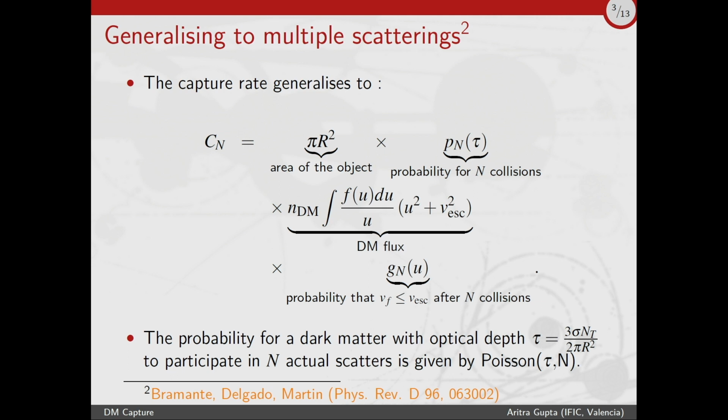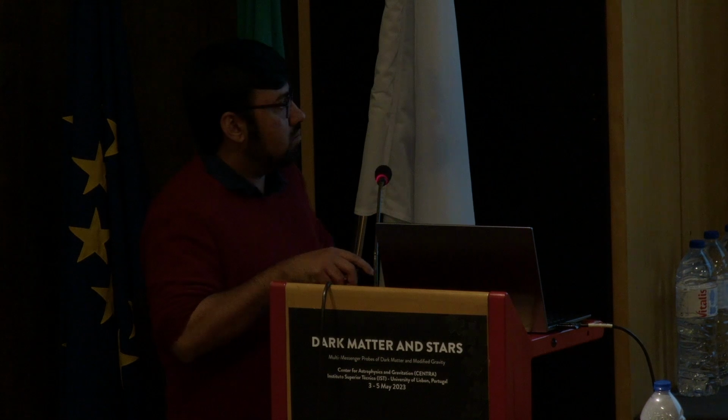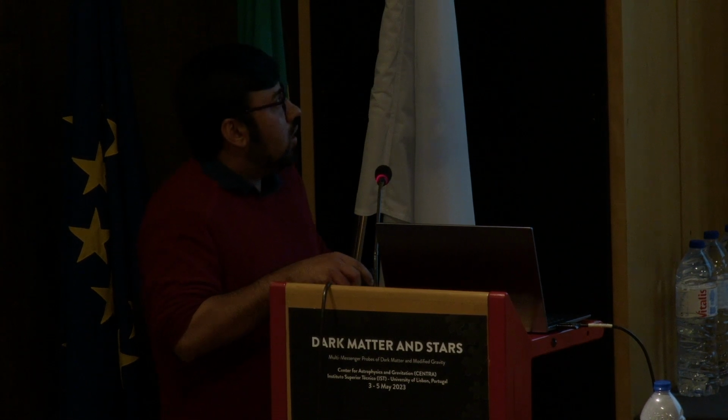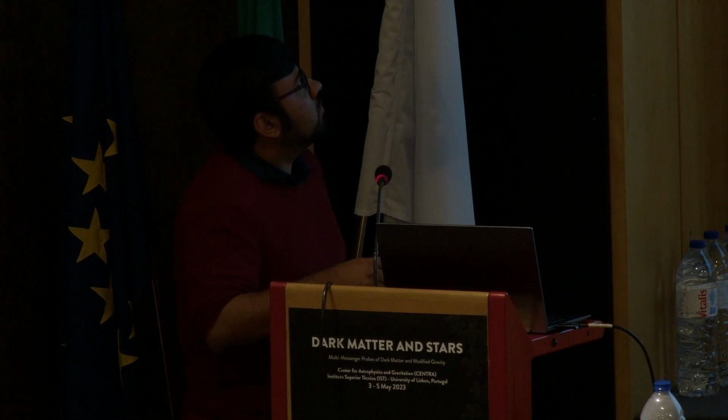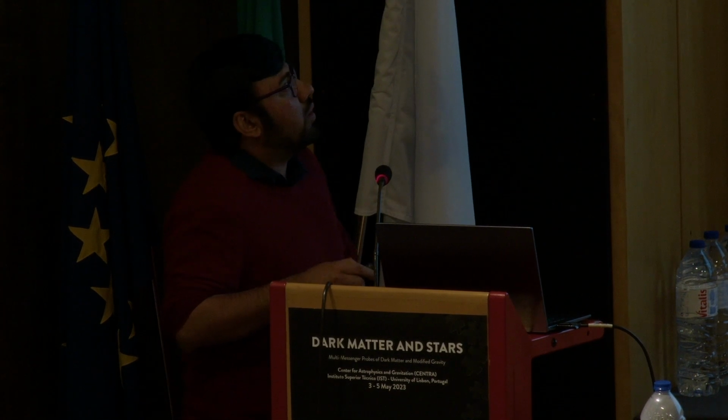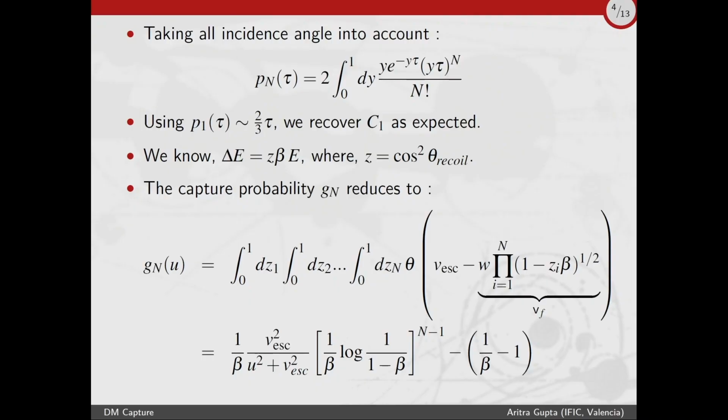This probability P can be modeled via Poisson. And this is the optical depth, which is just the net cross section over the net geometrical cross section of the star. This is just a definition. We see that for P1 we recover C1, which is a good check. This was also first done in Bramante's paper, and we made some modest improvements over some of his results and conclusions. So delta E is given by Z.